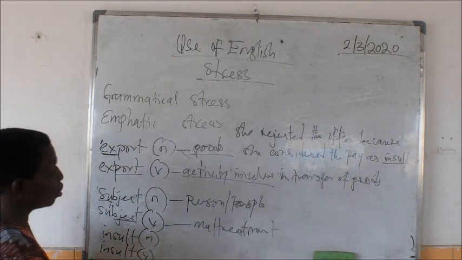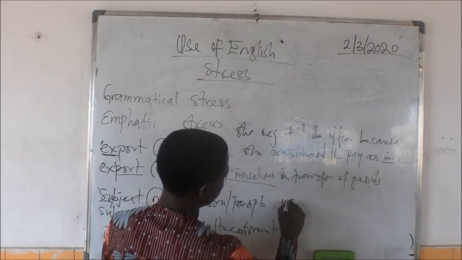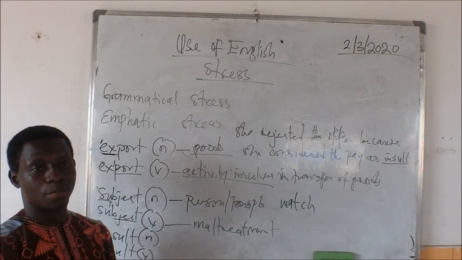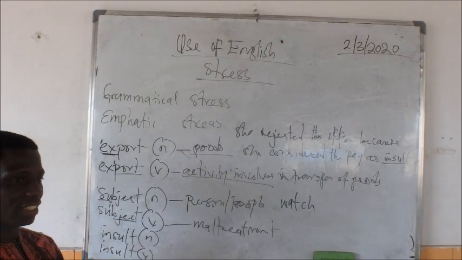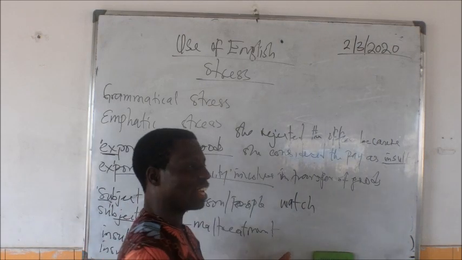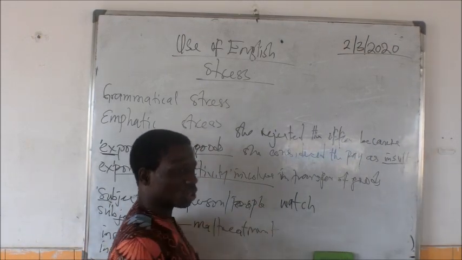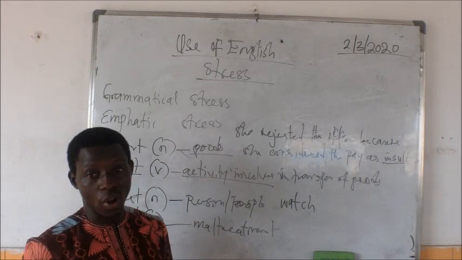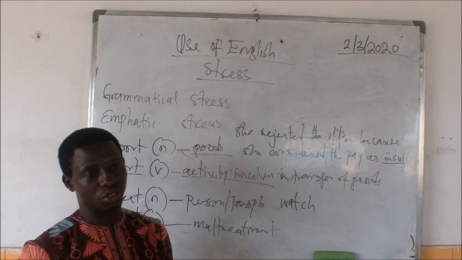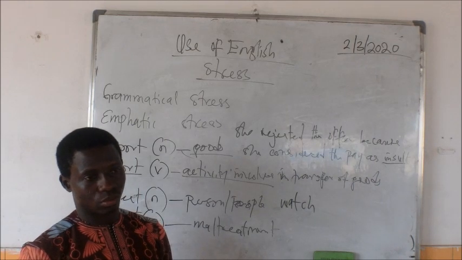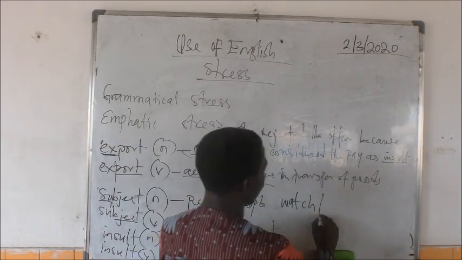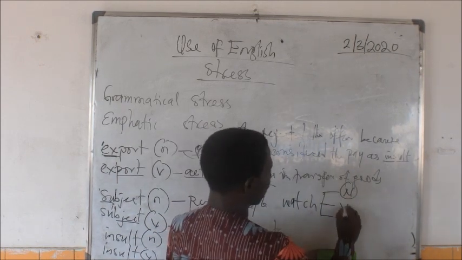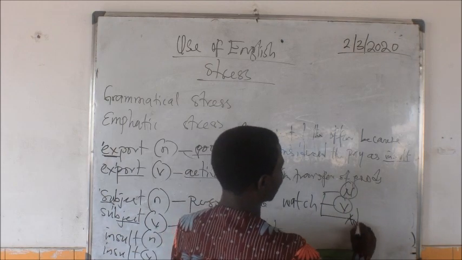The same is applicable to the word watch. Maybe in an English class, if an English master or mistress will ask a student, what is the meaning of the word watch? An intelligent English student will say, I don't know. Why? Because the word can function as a noun, it can function as a verb, it can also function as adjective.